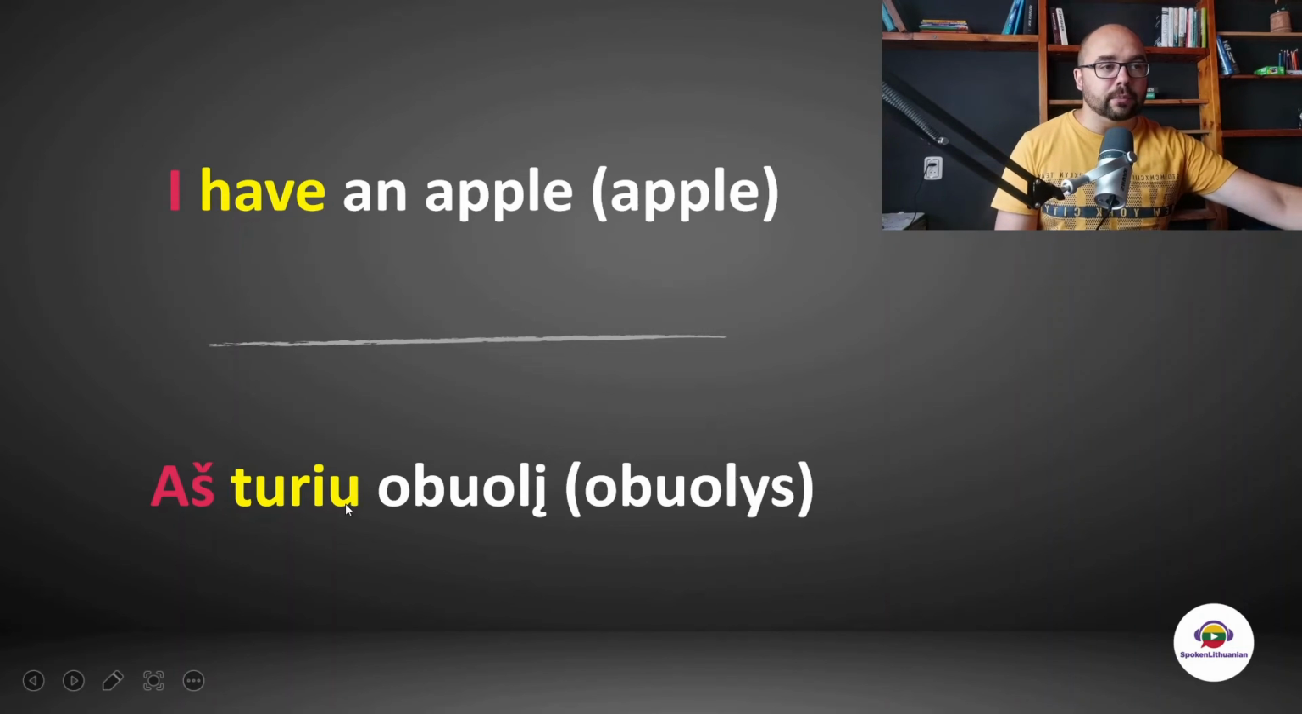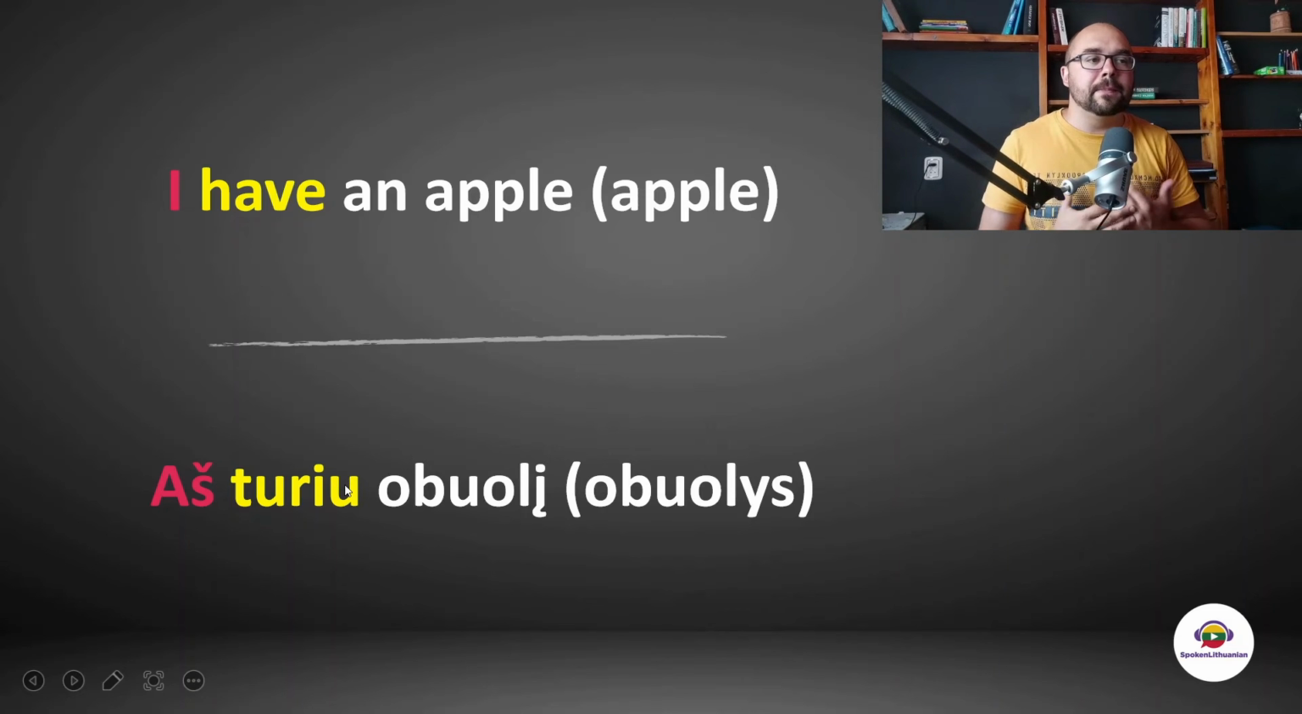Turiu aš obolį. I can put turiu first. I can put obolį first. Obolį aš turiu. Aš turiu obolį. Or obolį turiu aš. It doesn't matter. Just remember that the most common way to do it is this. You have the subject, which is aš, I. You have the action, which is turiu. And you have the direct object of the sentence. I'm not saying that I have anything else. I have an apple, direct object, obolį, accusative case. Okay? Aš turiu obolį. So there you have it.